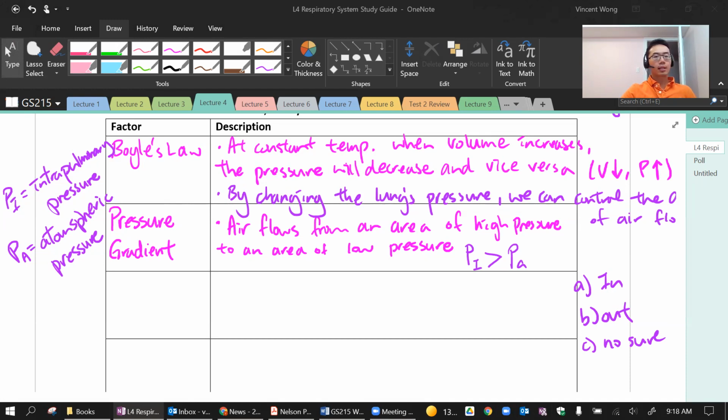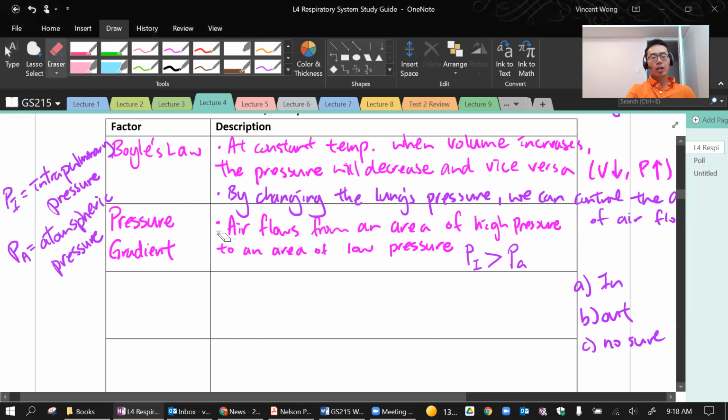Okay, let's take a look at this again. In general, air flows from an area of high pressure to an area of low pressure. So if the lung pressure, PI, is greater than PA, this symbol means greater than, right? If the pressure in the lung is greater than the pressure outside, then according to this, the air will go from your lungs to the outside. So this one, air rushes out of the body. Does that make any sense?